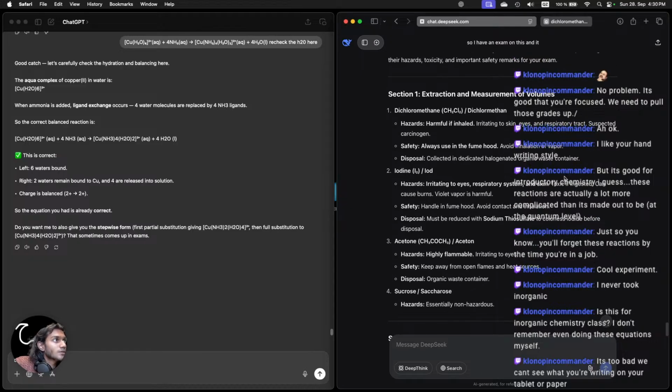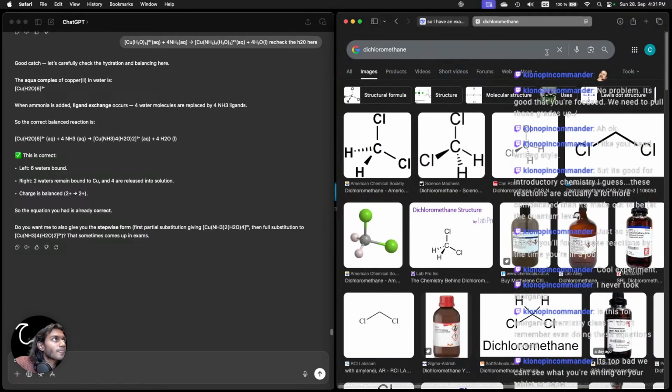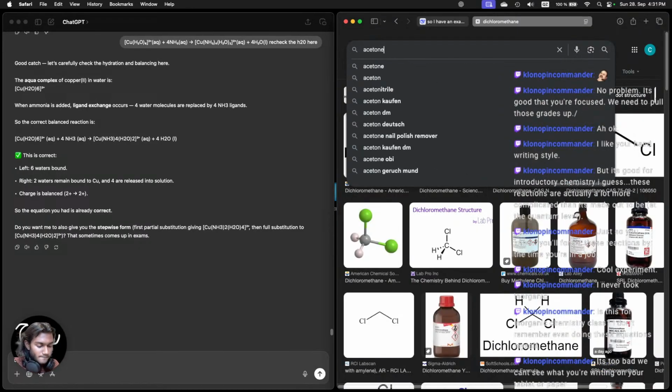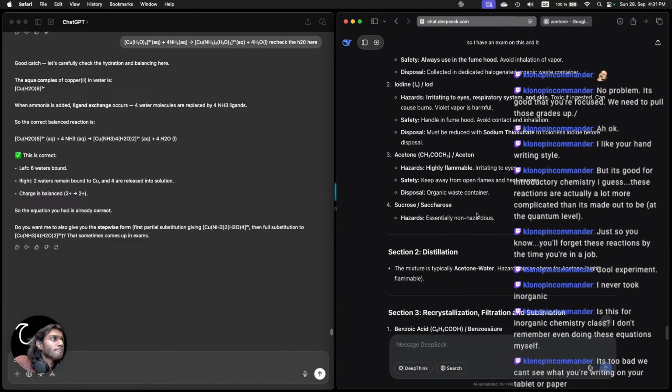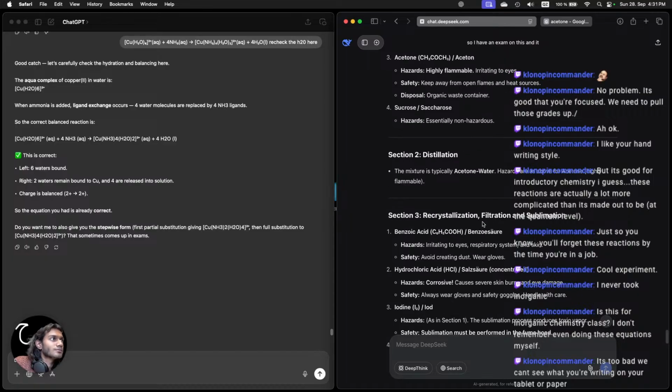Acetone. CH3COOH, that's acetic acid. Oh, okay. COCH3. So how does this thing look? C double bond O, CH3. Okay. Sucrose. Sucrose ain't doing it. Benzoic acid. So that's a benzene ring with the COOH.